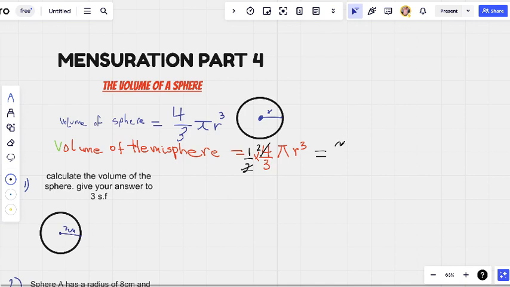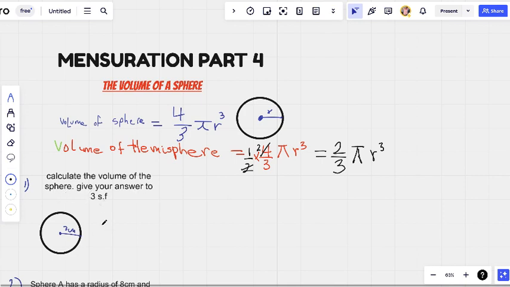So for hemisphere in the exam, we should be able to come up straight away with the volume of hemisphere as 2 over 3 pi r cube. Once you know this, the only thing you need here is the radius. Once they give you the radius, you'll be able to calculate either the volume of a sphere or the volume of a hemisphere. Now let's take a look at this first question. It says calculate the volume of the sphere.